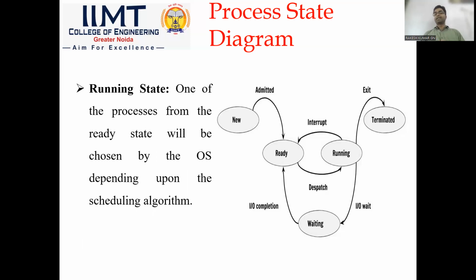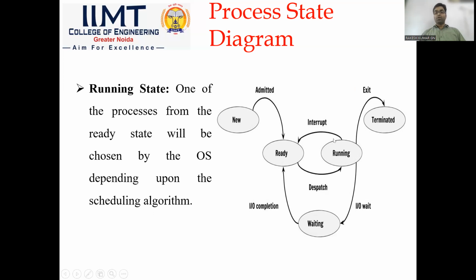When a process gets the CPU, it moves from the ready state into the running state. Now here we have two more things between the running state and the ready state: one is interrupt, and the second is dispatch. Suppose a process is in the running state and it has some kind of IO operation, then it directly moves from running to the wait state until its IO event completes.